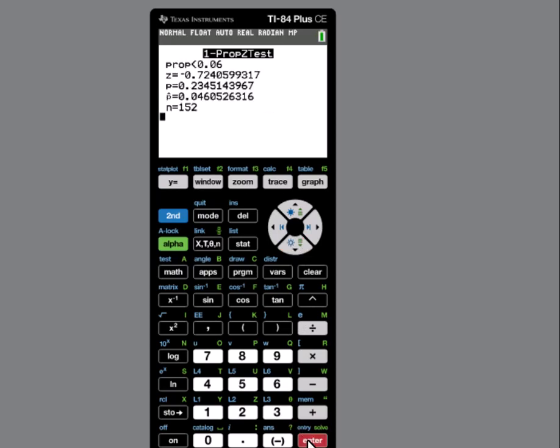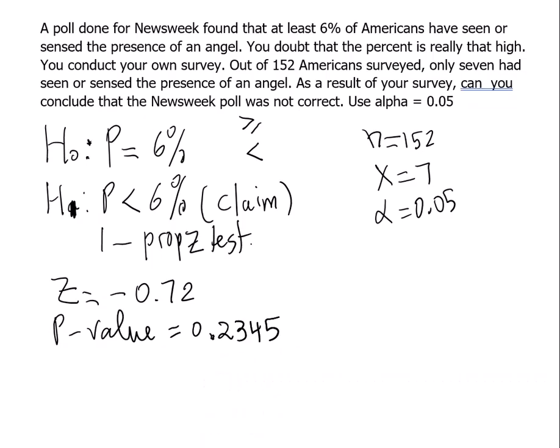And here's the test statistic. It's negative 0.72. And the p-value is huge, 0.2345. So let me write them down. z is negative 0.72 and the p-value is 0.235, which is bigger than alpha, as you notice, bigger than 5%. So we fail to reject H0. And what is the conclusion?